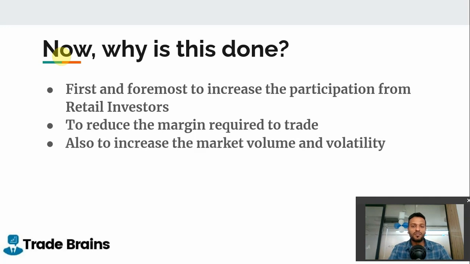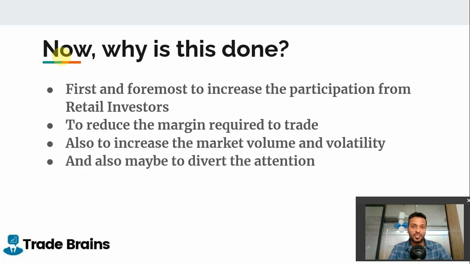And also, it is to increase the market volume. Because of the reduction in the lot size, market participation will increase, which will also increase the volume and the volatility in the market, because there will be more players and you can buy and sell more quantity with the same amount of margin which you're using right now.